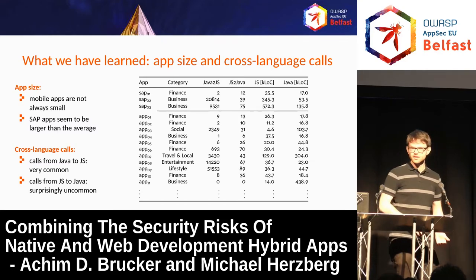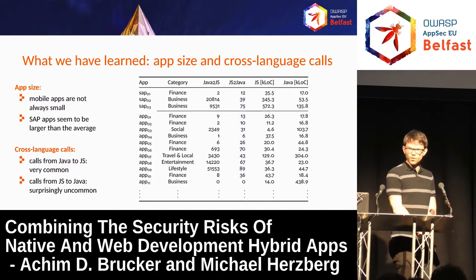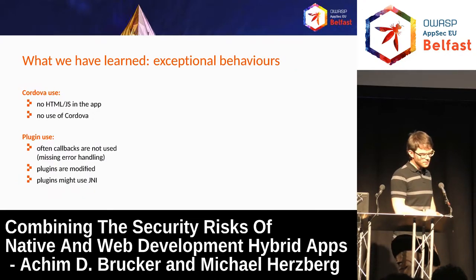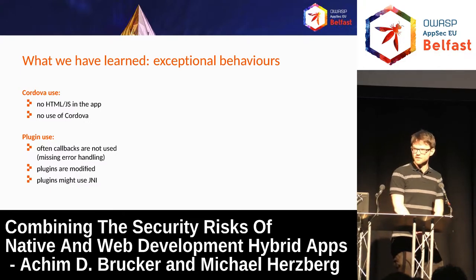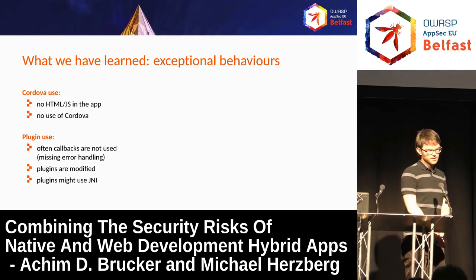And we noticed that there's quite an asymmetry between the cross-language calls being used. We found only very few calls that go from JavaScript to Java, and way more occurrences of Java code that actually calls JavaScript functions, which we found a bit weird. And as I said already, some of these apps ship the whole Cordova framework but don't use it, which is weird and definitely opens up some security questions.